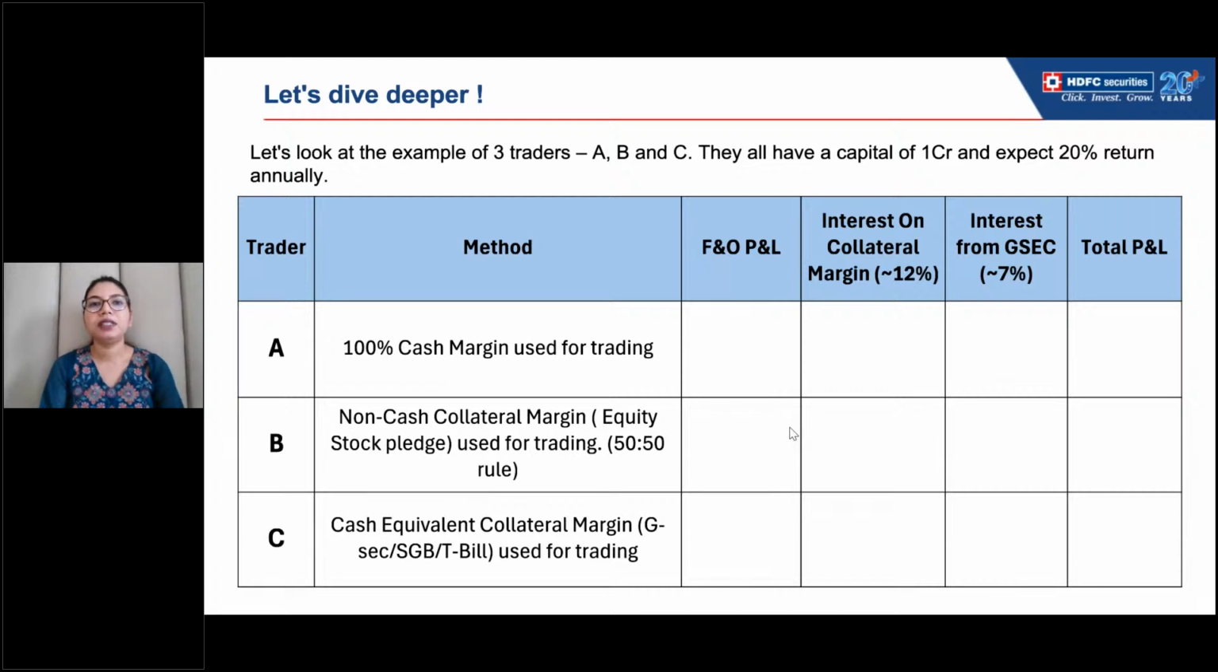Their base capital is 1 crore, and they want to make 20% return annually. Okay, this is the base idea, and we are going to get the example of these three traders.